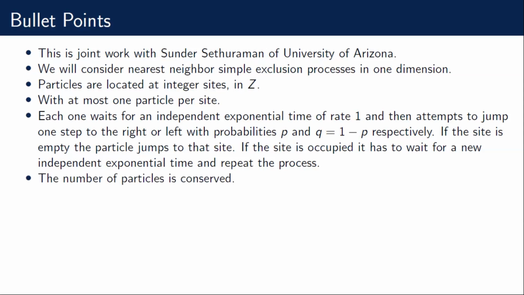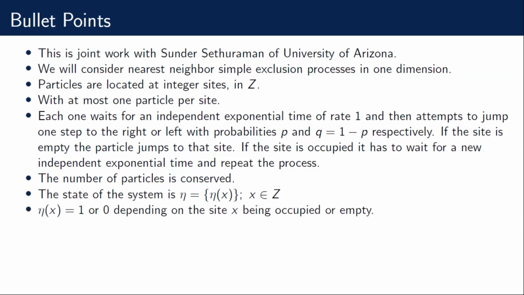Notice in this process, the number of particles is conserved. So you're not either creating or destroying particles, they're just moving around. So the state of the system can be described by a function eta, which is defined for every point on Z, and eta(x) equal to 1 means there is a particle at site x, and if it's 0, that means there is no particle. So eta(x) is 1 or 0, depending on the site being occupied or empty.